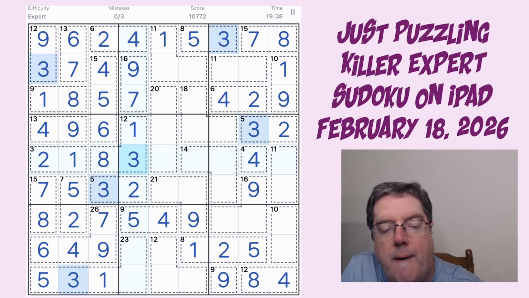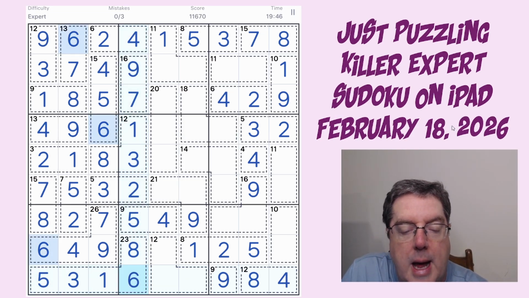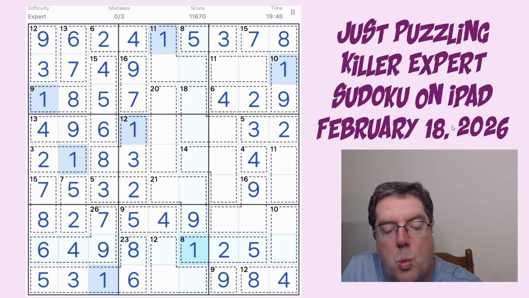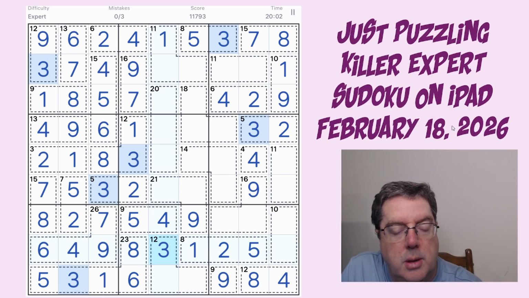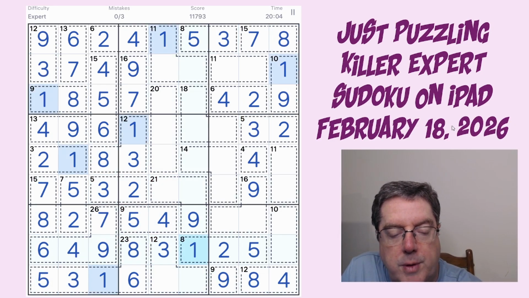1, 2, 3, 4, 5, 6 and 8. 8 can't be there, so this has got to be an 8 here, leaving this to be the 6 to finish off and add up to 23. So 1, 2, 2 can't be here, so 2 is here. Then I have the numbers of 10, which is going to be 3 and 7. 3 can't be here, so this is a 3 here. And so 2 and 7's left to finish off this box.